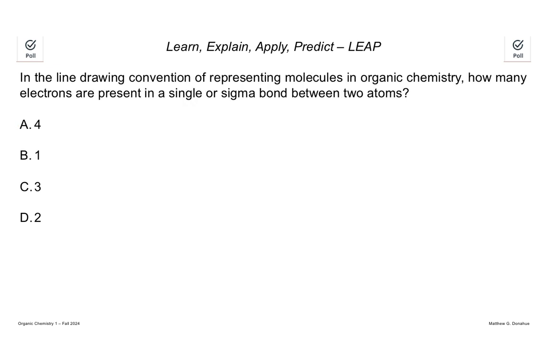So in the line drawing convention of representing molecules in organic chemistry, how many electrons are present in a single or sigma bond? So we're going to use that Greek small letter sigma to represent a bond. So that's a sigma bond. Each element of that bond is contributing 1 electron, so we get 2 total electrons in a bond.